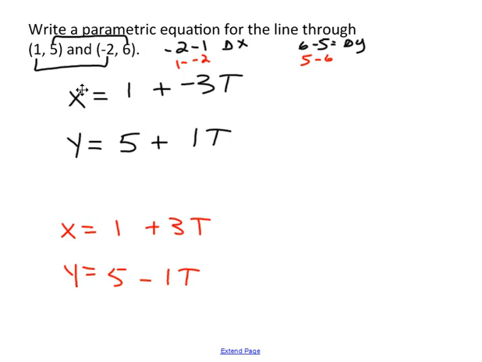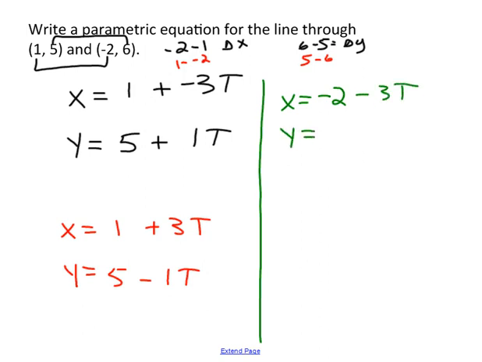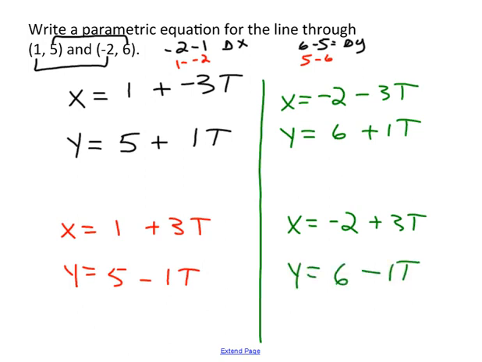We also have the option, in this case, to use my other point as well. I could say that x equals -2 minus 3t and y equals 6 plus 1t. Or x equals -2 plus 3t, y equals 6 minus 1t. All four of those give us the same line in parametric. The xy points will all be the same.